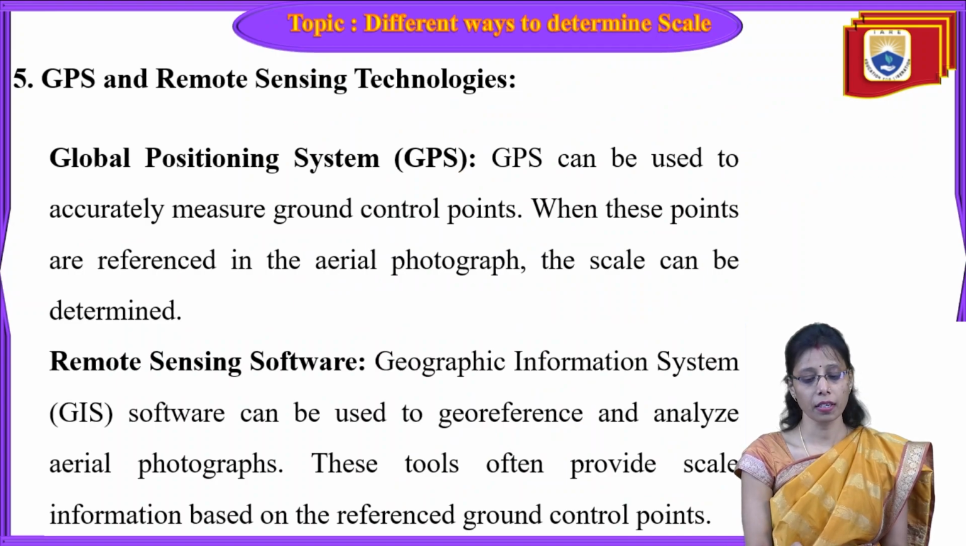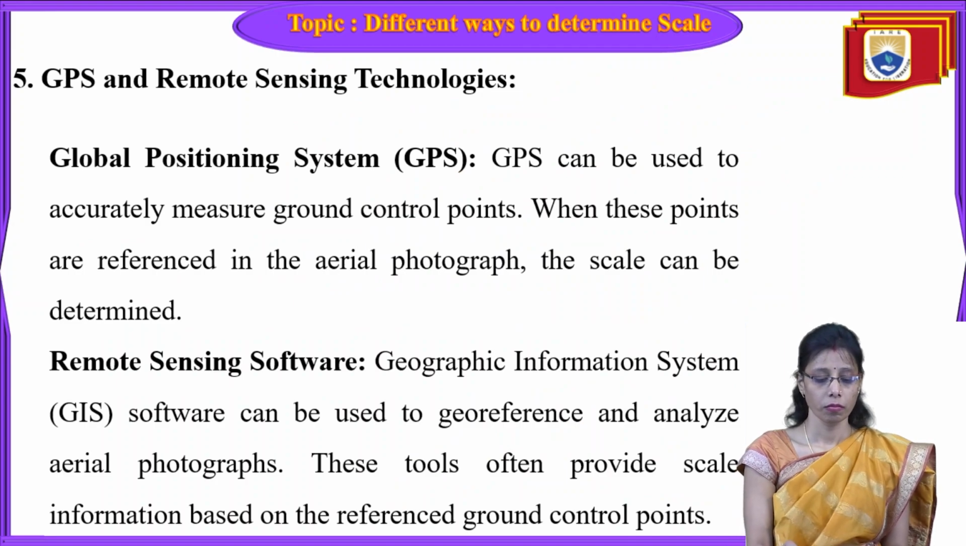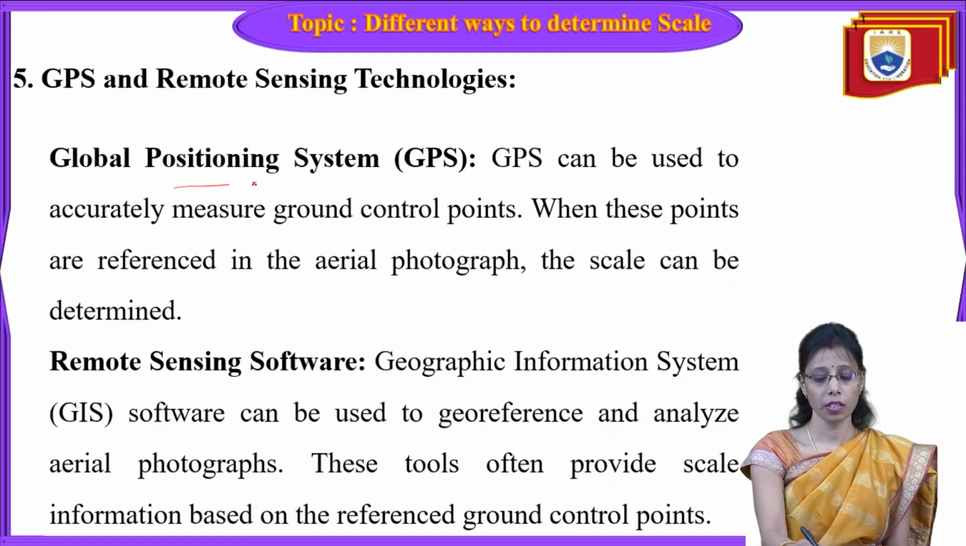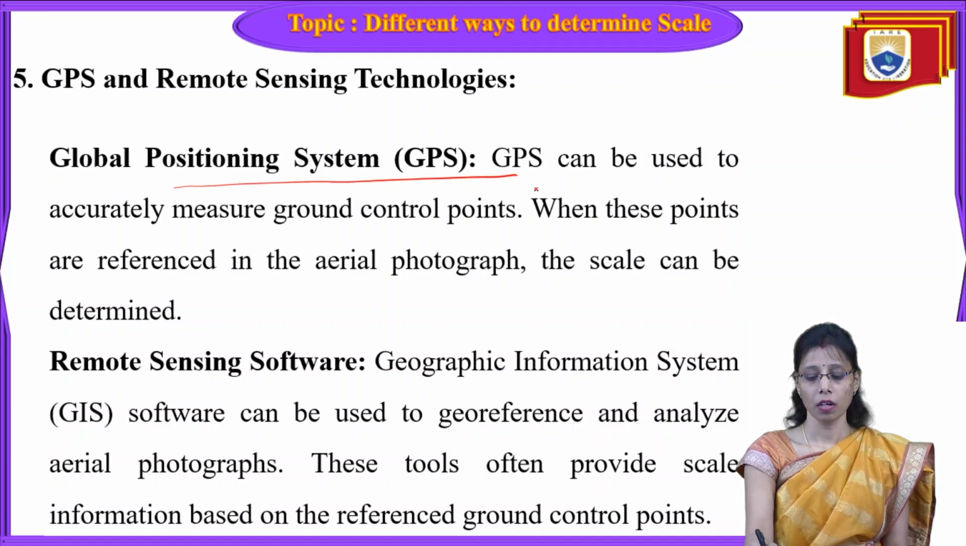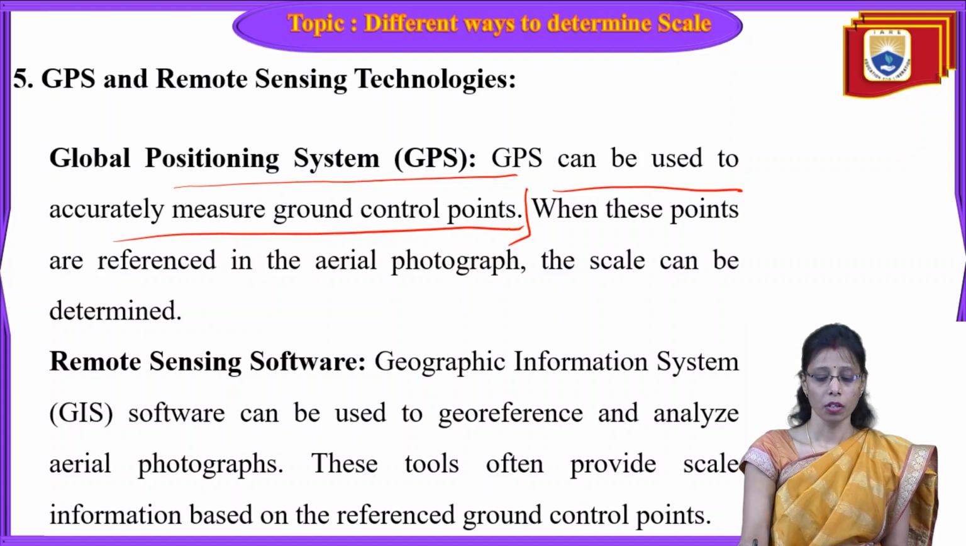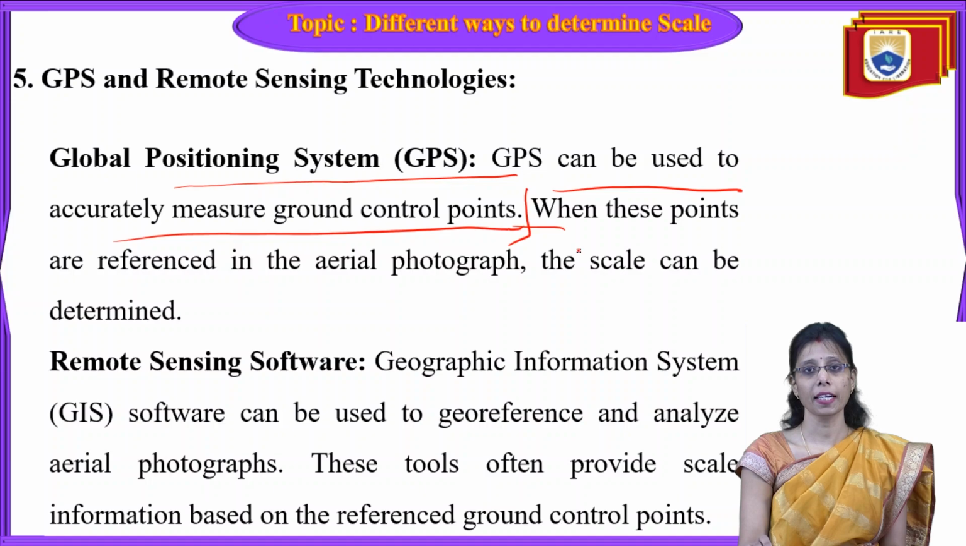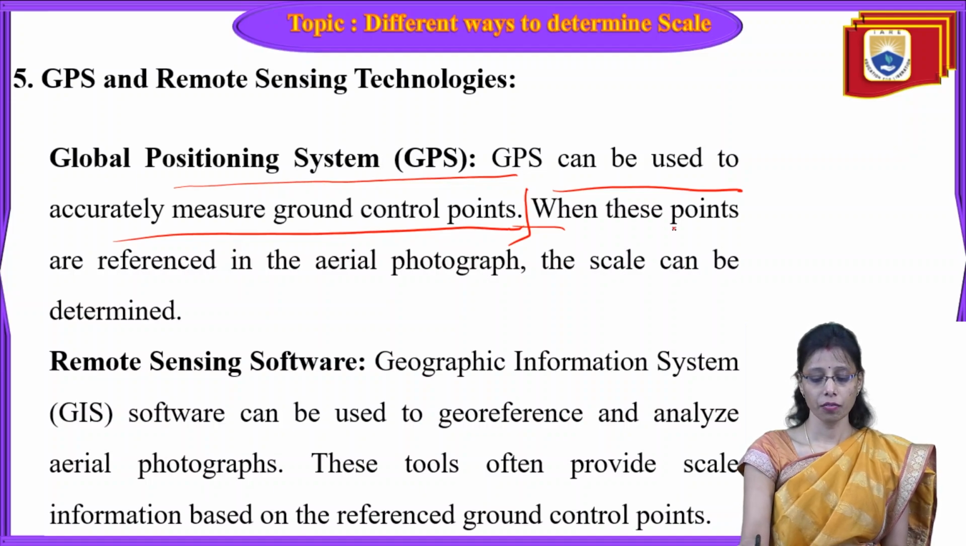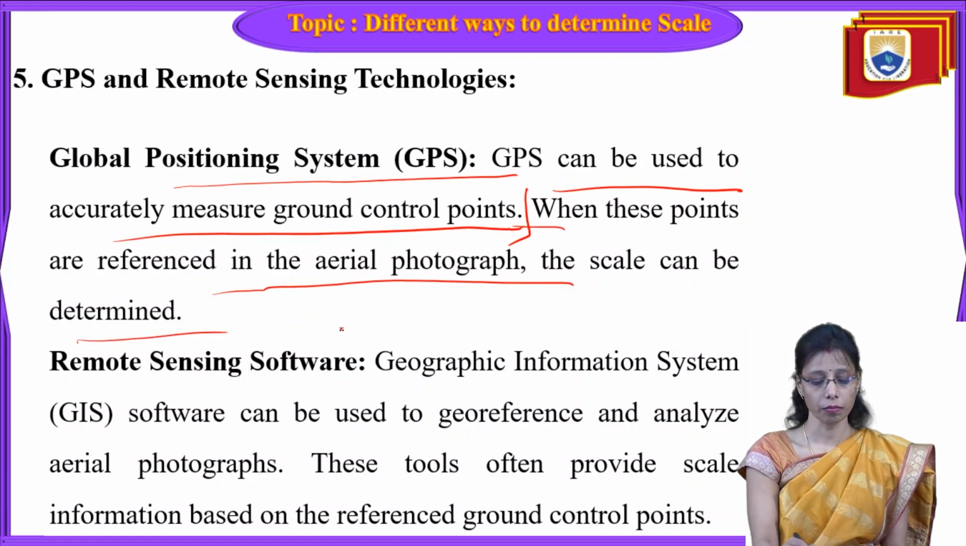Next you have GPS and remote sensing technologies. In this you have the global positioning system, GPS. GPS can be used to accurately measure the ground control points. Nowadays we are using GPS for navigation purposes, and for any kind of location information. The GPS system will give you the latitude and longitude of that area. When these points are referenced in the aerial photograph, the scale can be determined.